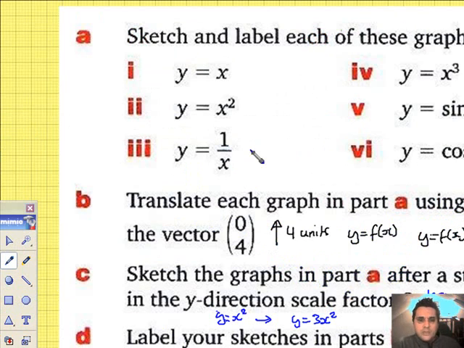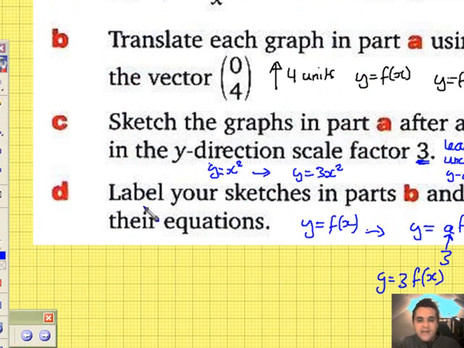So right, let's just recall. Sketch each of these 6, move them all 4 units upwards, stretch each one in the y direction by a scale factor of 3, and then label all the equations in parts B and C. So I've got 18 things to do.